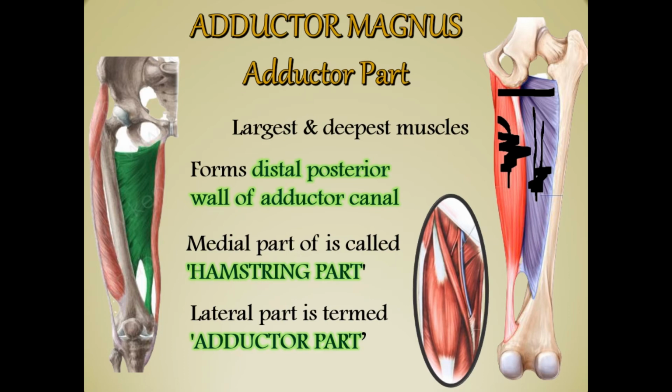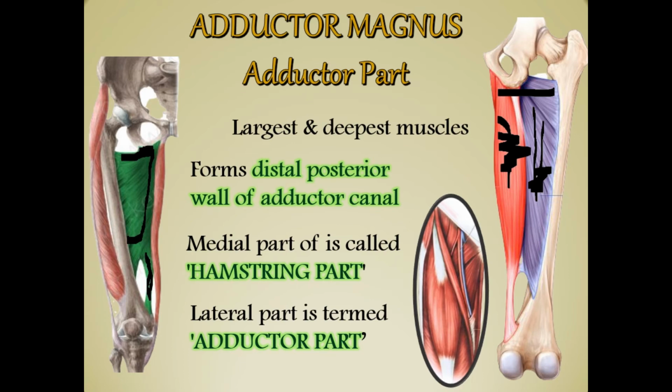This highlighted in green is the adductor part, and behind this, inferiorly, you can see the hamstring part, which is mostly visible from the posterior view, as you can see in the picture on the left side, highlighted in red. So this is the hamstring part. Now the adductor part is overlapped by three muscles.